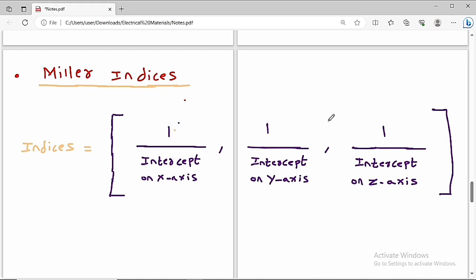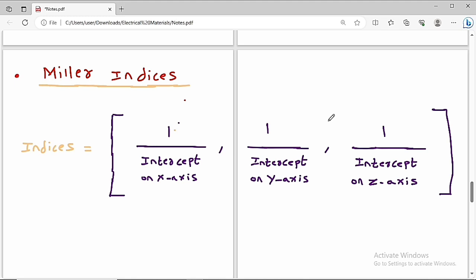Then comes the Miller indices. See, with the help of Miller indices, we can figure out the orientation of the plane. So first try to figure out the intercepts of the plane on the axes. Basically, we have three axes, right? X-axis, Y-axis, and the Z-axis. So first figure out the values of the intercepts made by the plane on the X-axis, Y-axis, and Z-axis, and take the reciprocal of that. Then we are going to get the Miller indices for the corresponding plane.